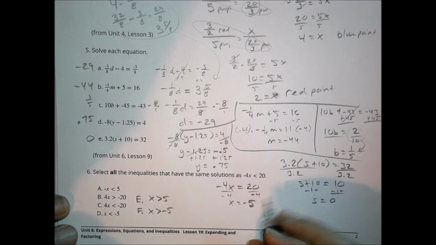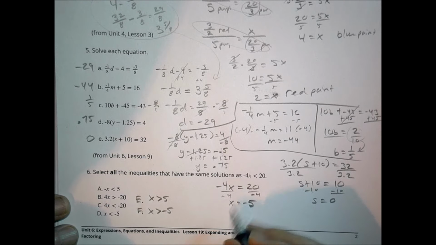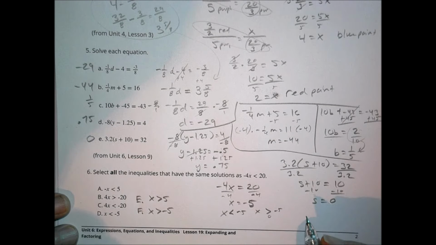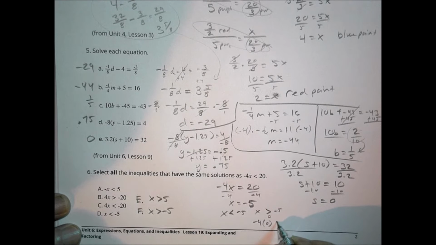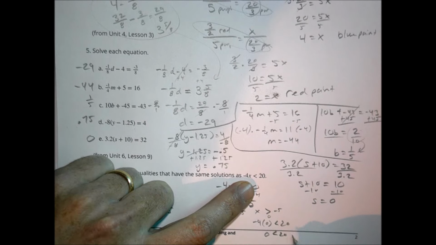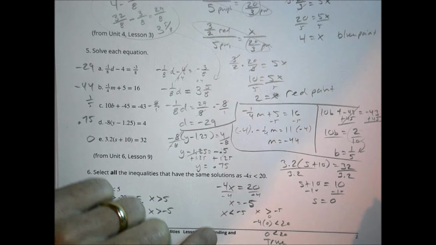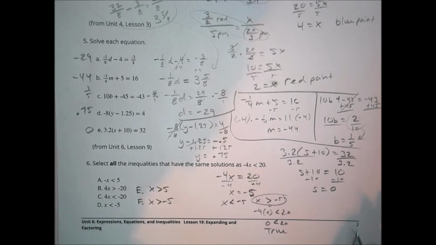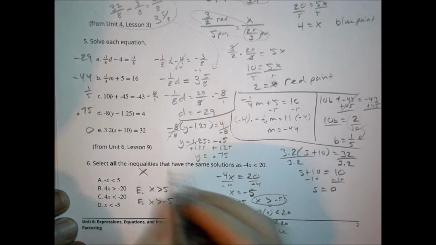So let's see which way the sign is going to go. Is x going to be less than negative 5, or is x going to be greater than negative 5? For a number greater than negative 5, I'm going to use 0, because it's just nice to use, right? So I'm going to do negative 4 times 0. Is that less than 20? This becomes 0, and 0 is less than 20. That is a true statement. And because it's true, then this becomes my inequality.